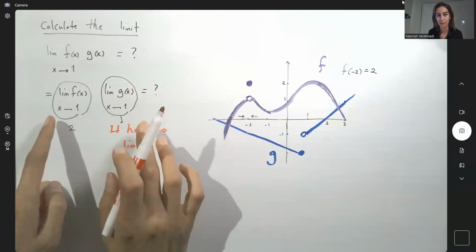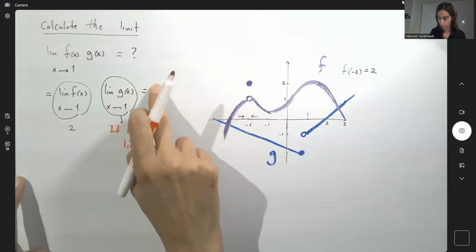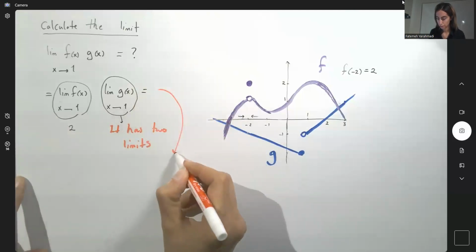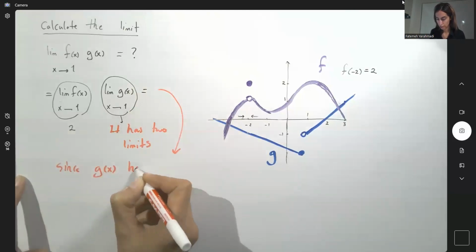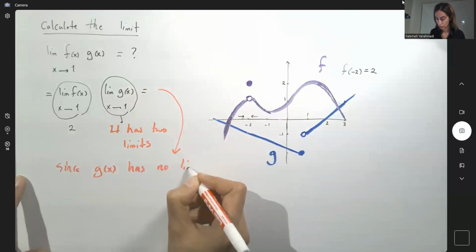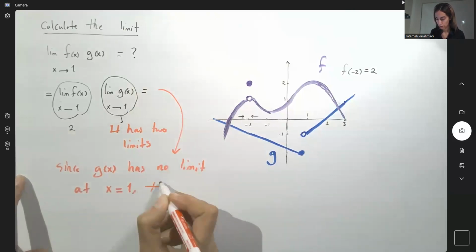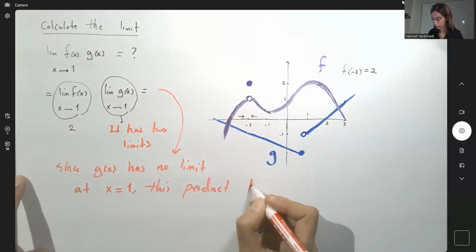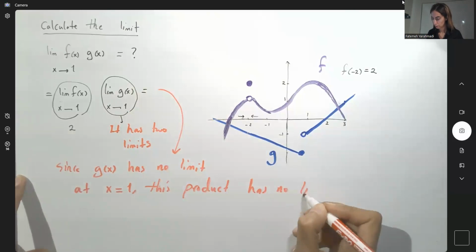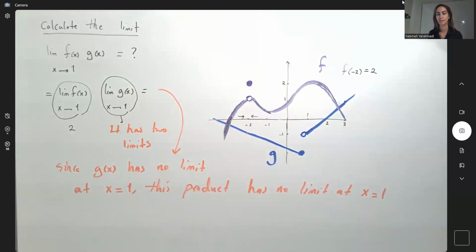So you cannot calculate this product. So you're going to answer that since g of x has no limit at x equals 1, this product has no limit at x equals 1.